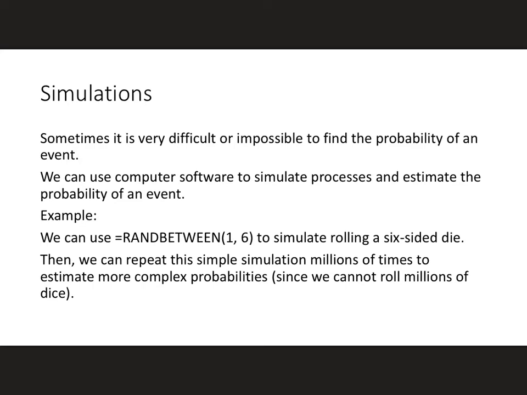Looking at simulations, sometimes it is very difficult or impossible to find the probability of an event. So we can use computer software to simulate processes and estimate the probability of an event. For example, you can actually use an Excel formula. Here you can see RANDBETWEEN 1 to 6, and this would simulate rolling a 6-sided die. And then we can repeat this simple simulation millions of times to estimate more complex probabilities, because we would not want to roll millions of dice.